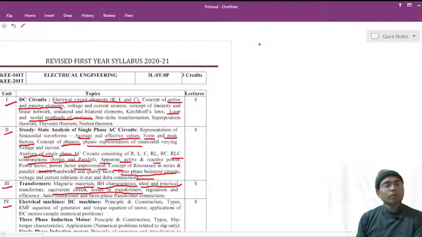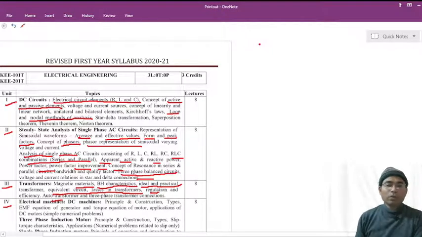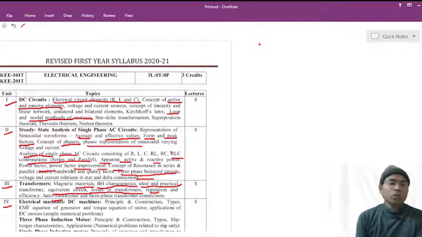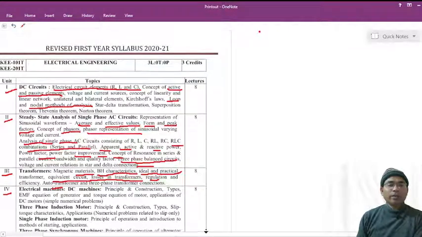There are mainly 2 types of loss. One is iron loss, another one is ohmic loss or copper loss. And then regulation. The last topics of the transformer are the auto transformer and the 3-phase transformer. So you will have complete knowledge of the transformer in this unit 3. Unit 3 is totally dedicated to the transformer. It's not introductory; you will have in-depth knowledge of the transformer in this unit.